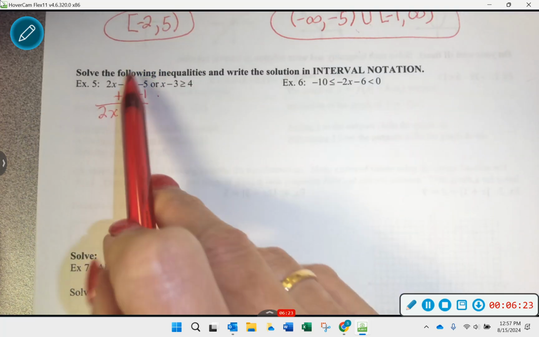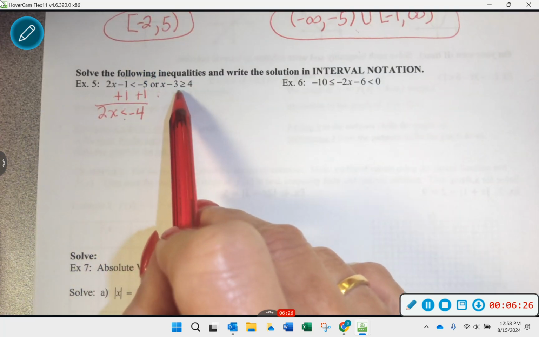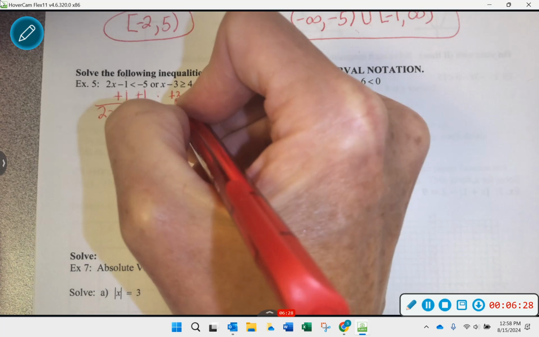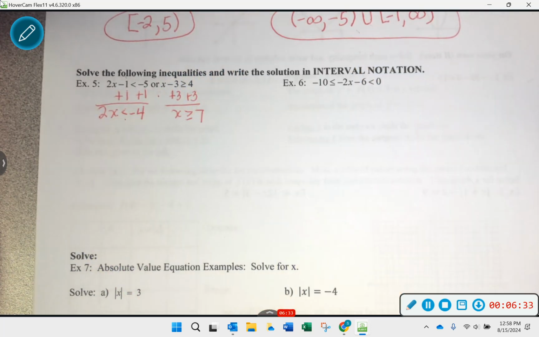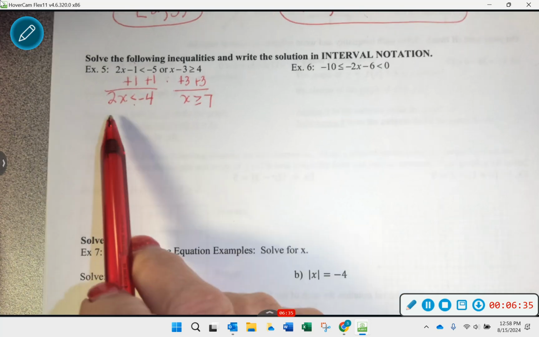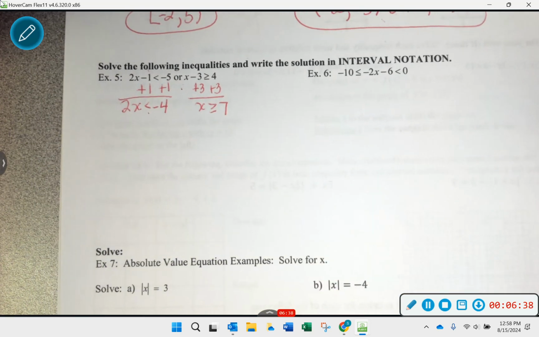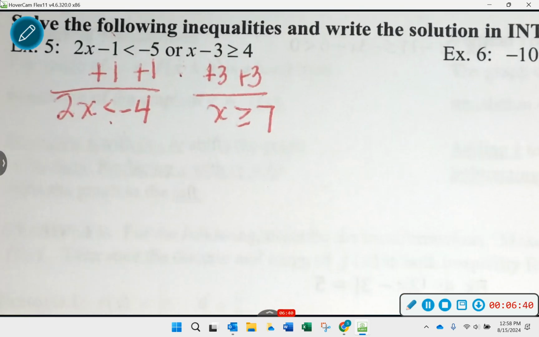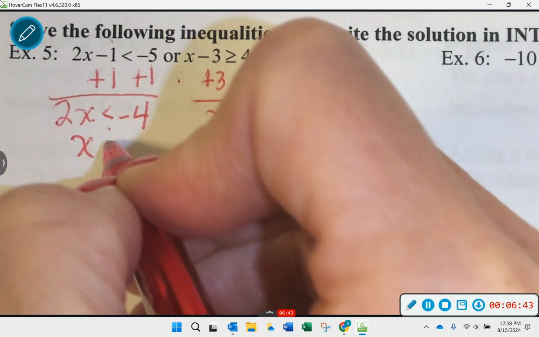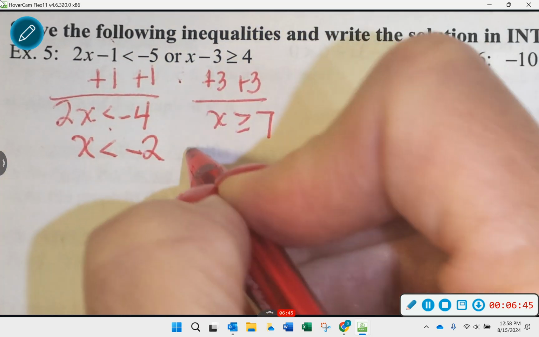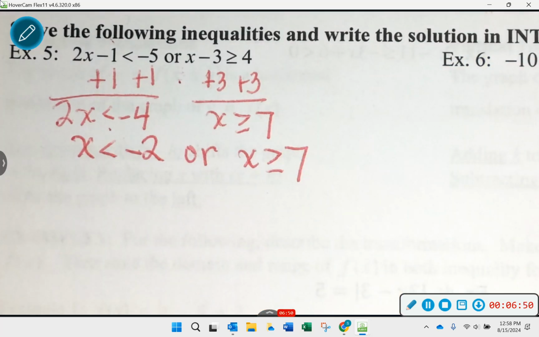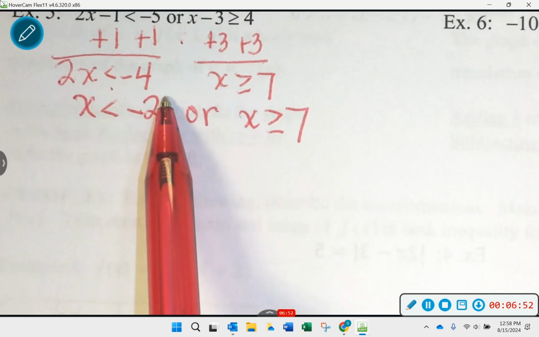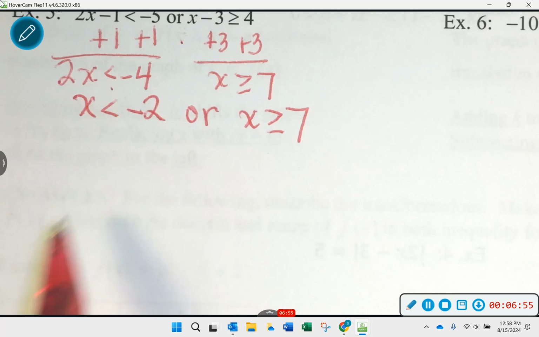So I have to solve the problem on the left. And then I also have to do this problem on the right. I now have to divide by 2. Let me get this. And now I want you guys to try to write the number line and also write it out in interval notation, that solution.